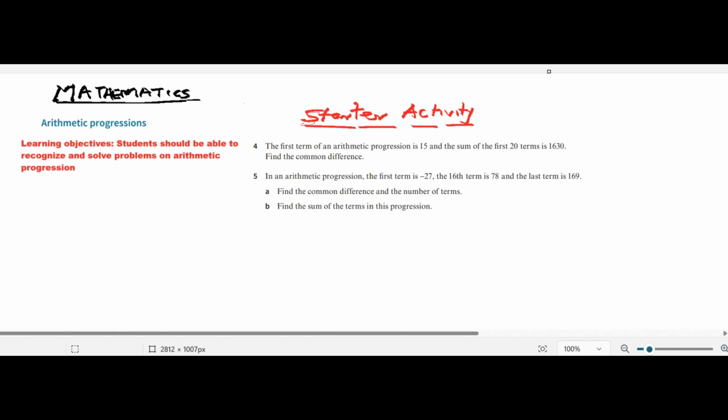Talking about arithmetic progression. From our O-level knowledge, we've talked about arithmetic sequence, or what we call AP and GP, arithmetic or linear sequence or progression. Under series, we are going to be talking about arithmetic progression. And at the end of today's class, students should be able to recognize and solve problems on arithmetic progression.